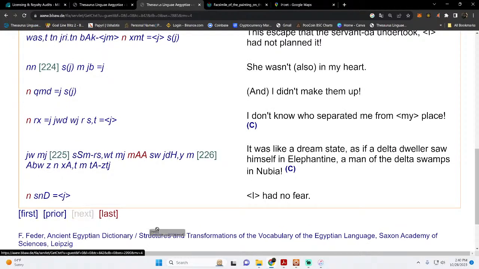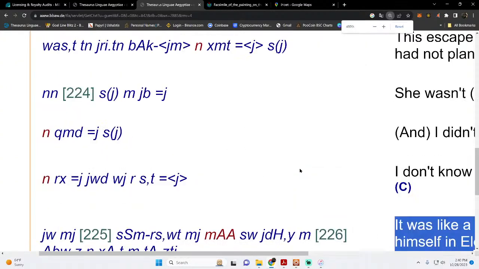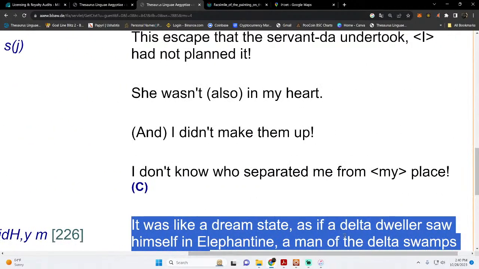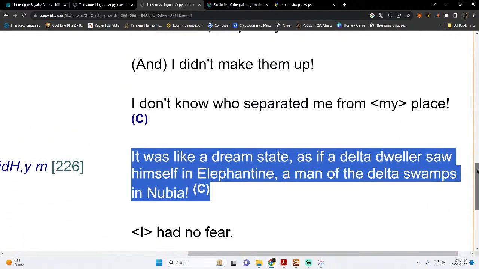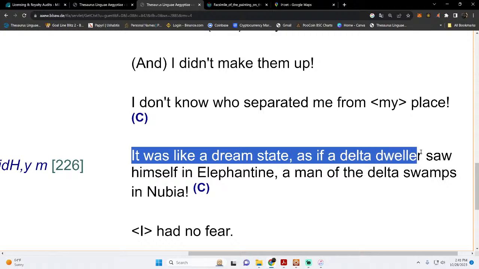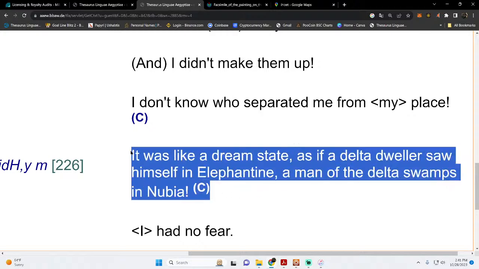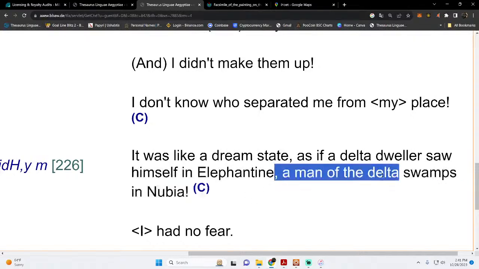We heard Aaron de Socha mention this attestation here. So the context of the difference between Upper and Lower Egypt is here. It was like a dream state, as if a delta dweller saw himself in Elephantine. See, people try to mess this up, but I'll get the true context of this. A man of the delta swamps in Nubia.